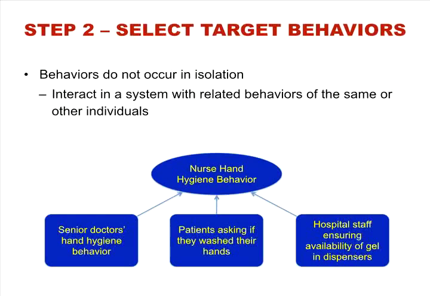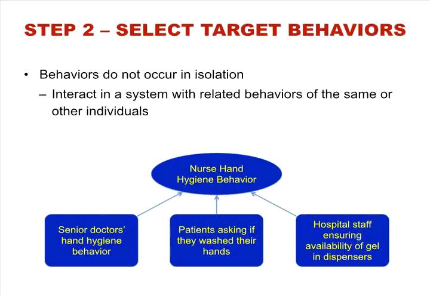Hospital staff ensuring that gel is available in dispensers. If there's no gel there, then they're not going to wash their hands. So the point of going through this exercise of thinking about what other behaviors might influence your behavior is that now each of these is a potential target for intervention in order to achieve your target behavior of nurse hand hygiene, right? You may decide that after further research, actually, this has a huge influence on whether or not nurses do that, so we can target our intervention here.